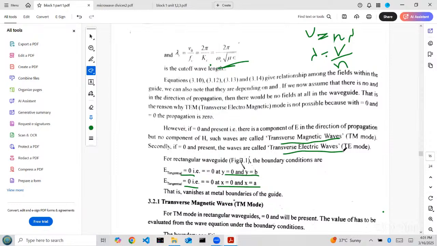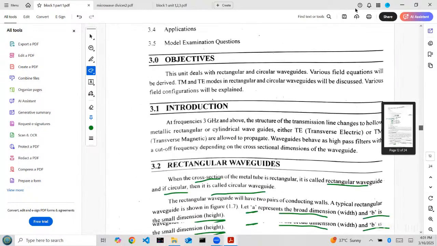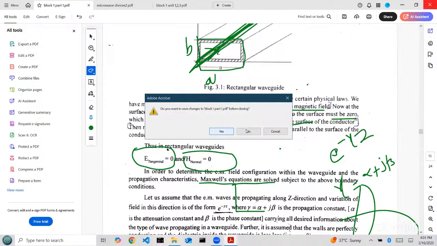Will you tell? First answer: what we discussed in the first answer. What we discussed in the first year. You start from here.